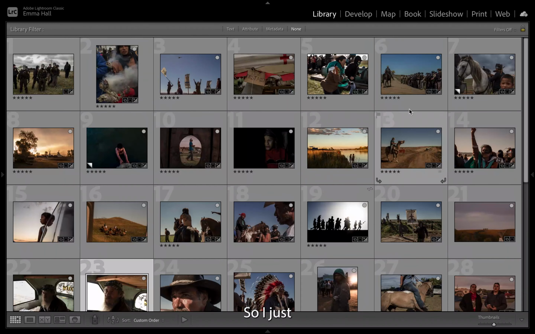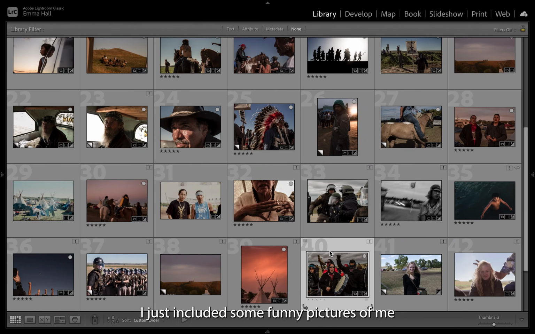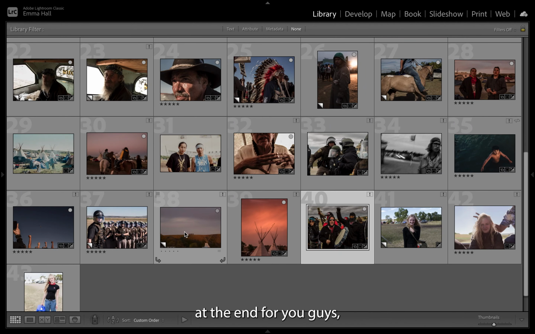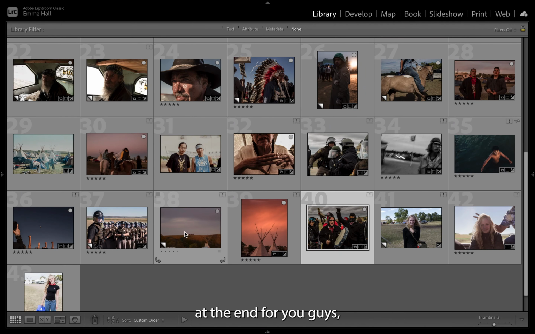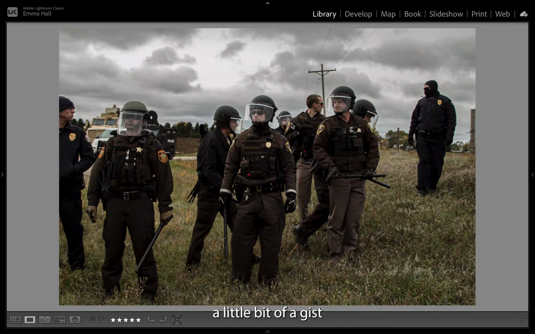So we're starting out with about 40 pictures. I just included some funny pictures of me at the end for you guys. We're starting off with about 40 pictures, and I narrowed it down to about half of that. So I think what's best is just to go through the photos really quick so you can get a little bit of a gist of what we're working with here.